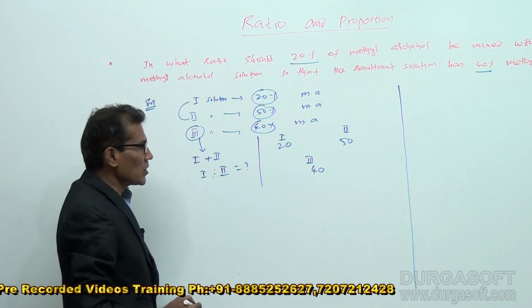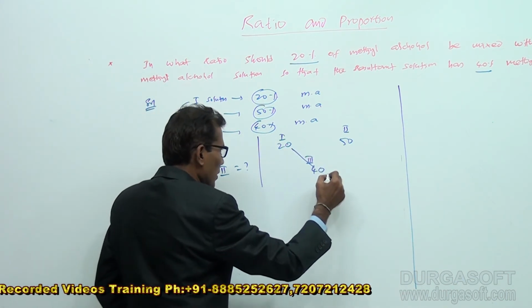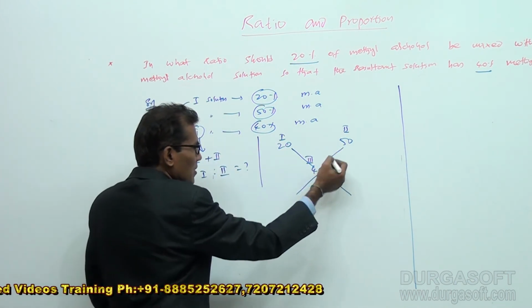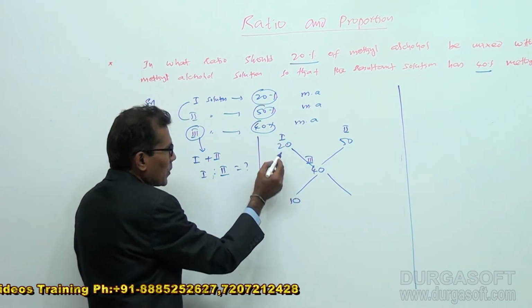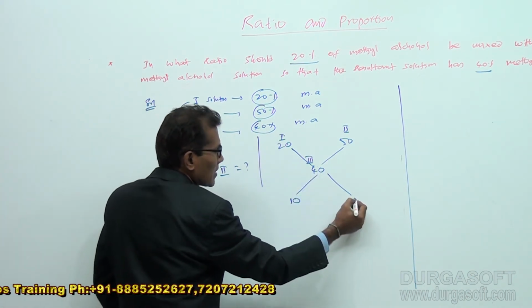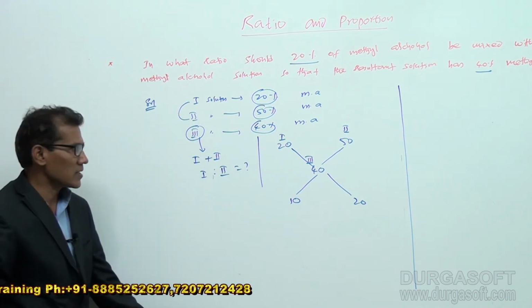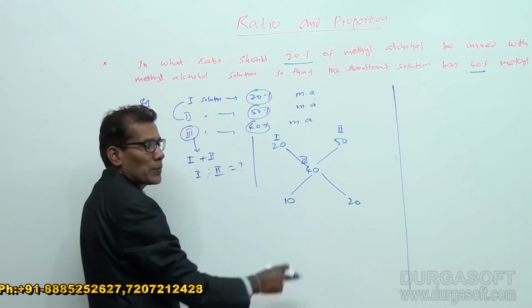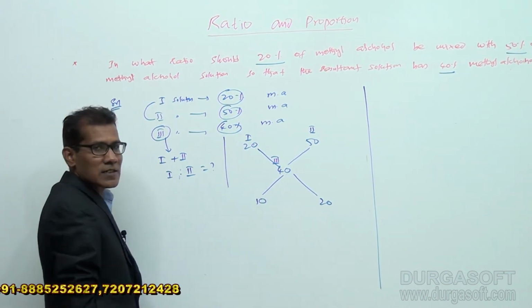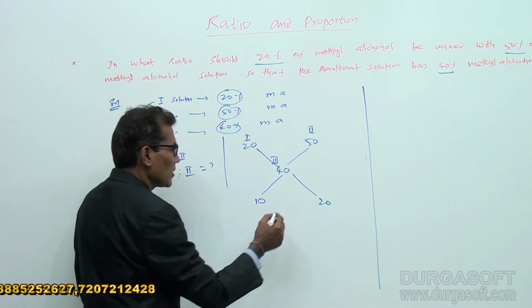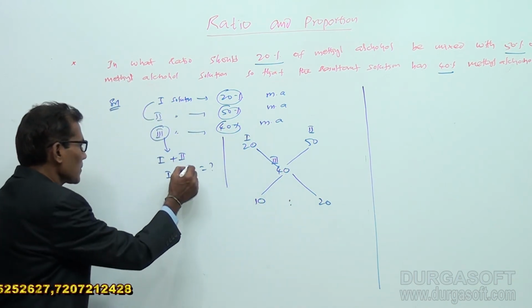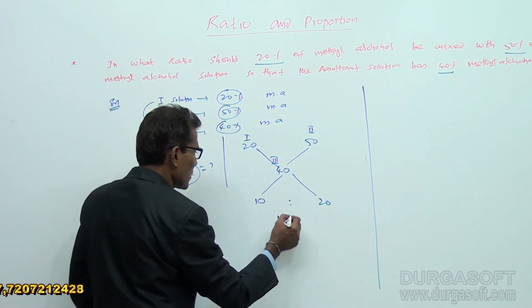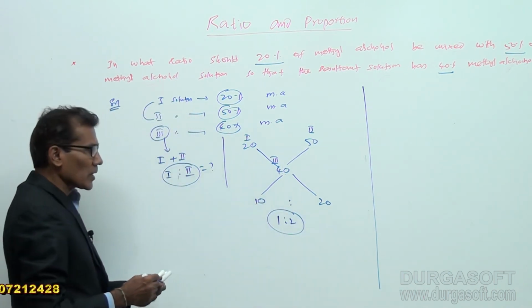What is the alligation and mixture rule? Take the positive difference of these two and the positive difference of these two. The positive difference here is 50 minus 40, which is 10, and 40 minus 20, which is 20. Always we should take the positive difference. If you take 20 minus 40, you get minus 20, but we need the positive difference. No negative sign is used in alligation and mixture. So 10:20 gives us the first solution and second solution ratio, which is exactly equal to 1:2. So 1:2 is going to be your option.